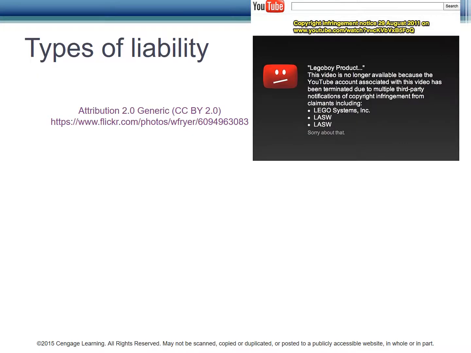The two types of copyright infringement are contributory and vicarious liability. In the upper right corner, you see an image of a YouTube video that was removed due to numerous copyright violations by the user Lego Boy. Lego notified YouTube of copyright infringement and they removed the video. Lego has to be vigilant to protect this copyright.